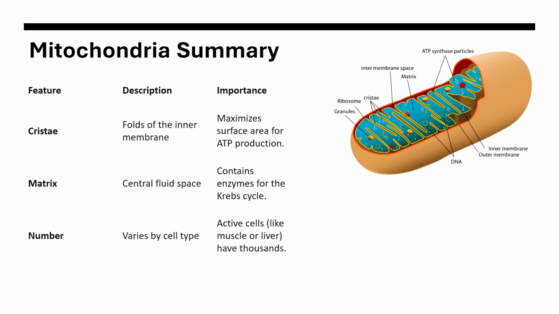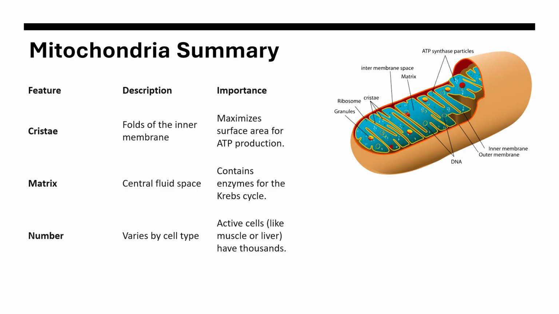To wrap up our study of the mitochondria, let's take a quick recap at the summary table. We have seen how they work, but now we need to understand why some cells have more engines than others. First of all, the chemistry. As a reminder, these are the deep folds of the inner membrane. Their importance is purely mathematical. They maximize the surface area. More surface area means more space for the electron transport chain and other reactions to happen.